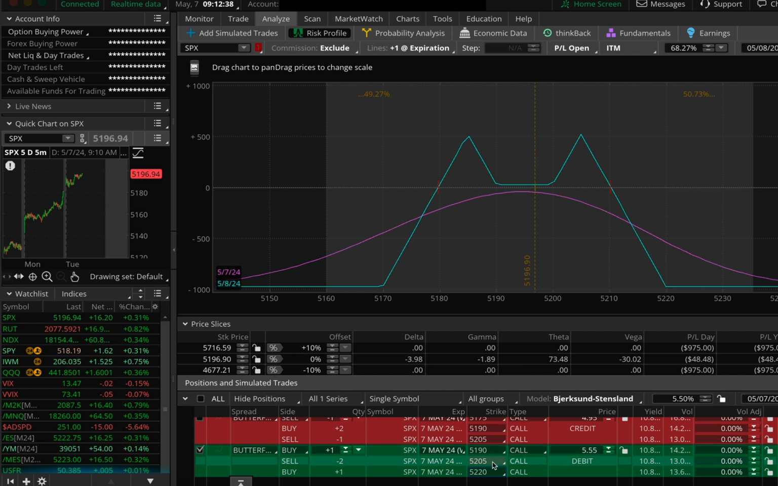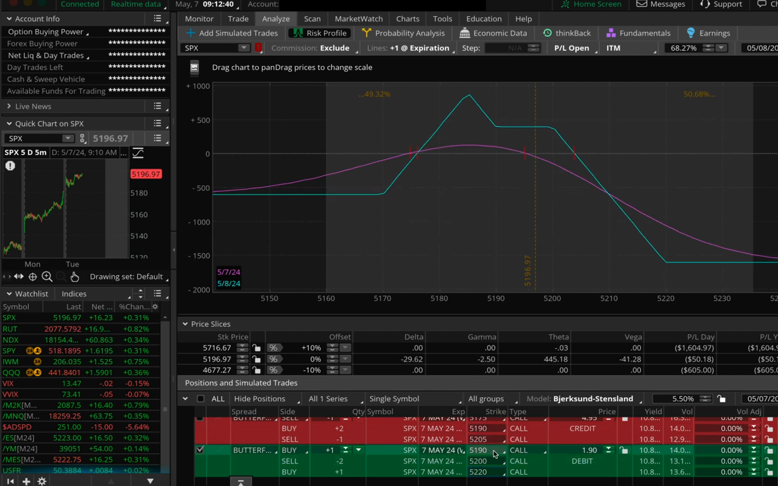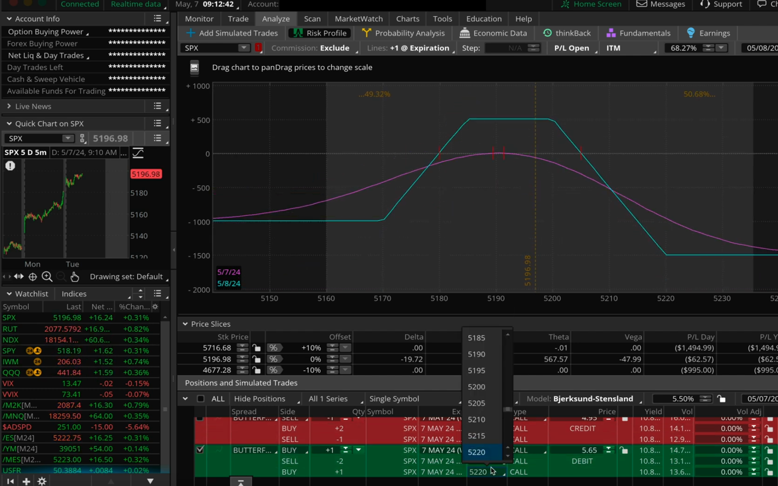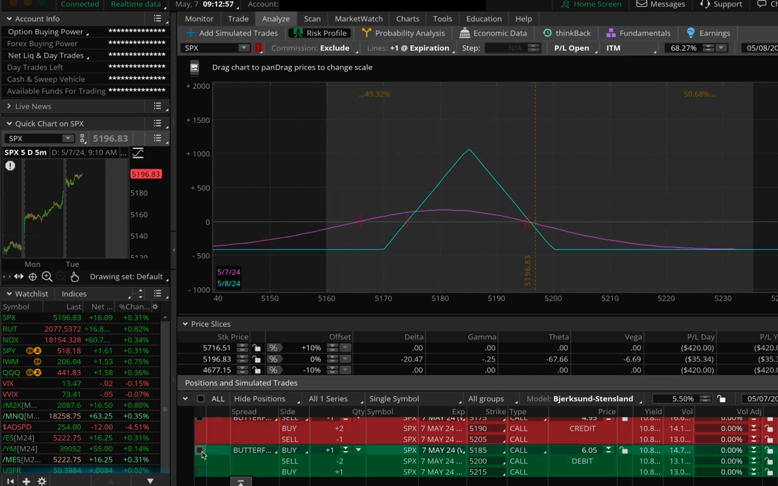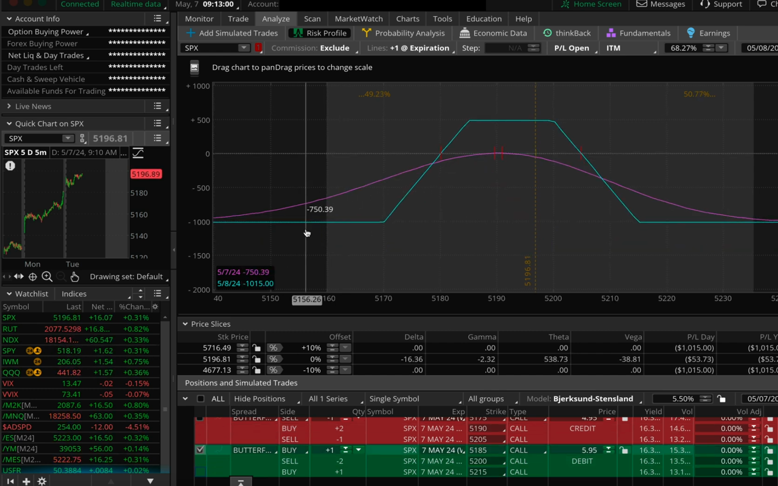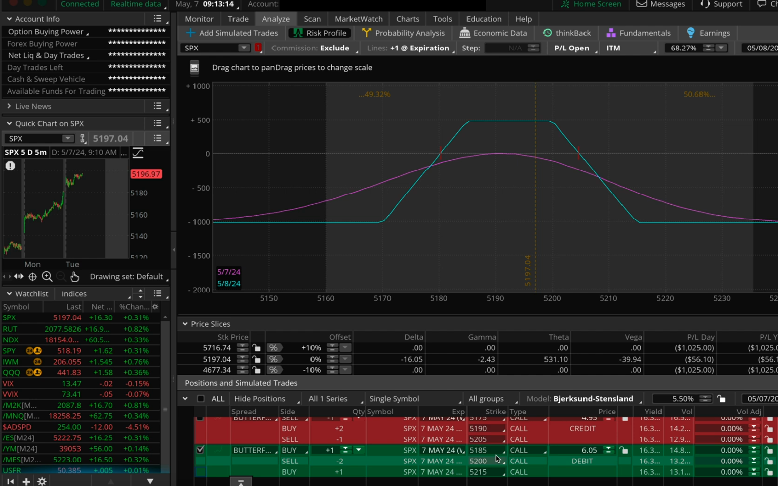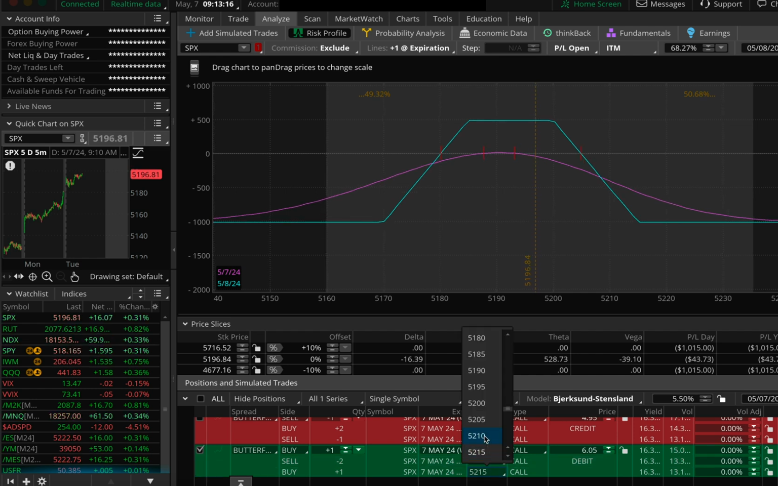Let me see what happens if we bring this in by 5 points. So it's just a matter of playing with these strikes and seeing what you got. With this setup, our risk is also up to about 1,000 now. So it's moved from where it was before, 420. So it's more than doubled. It's 1,025 right now. And this is probably the trade that I would go with, I think. Let's see if we pull this wing in.